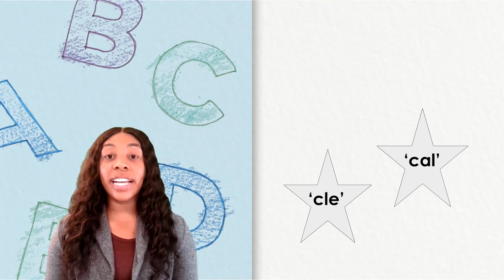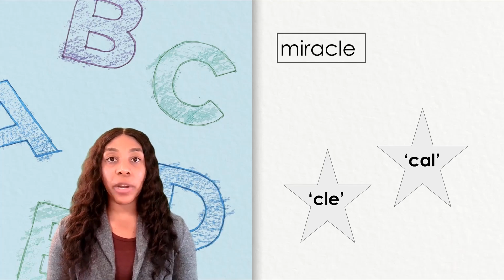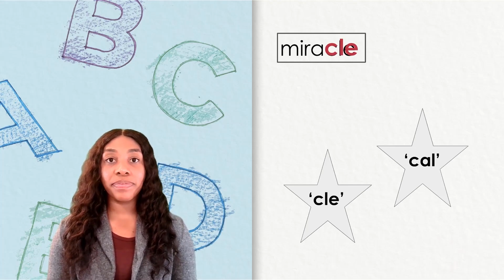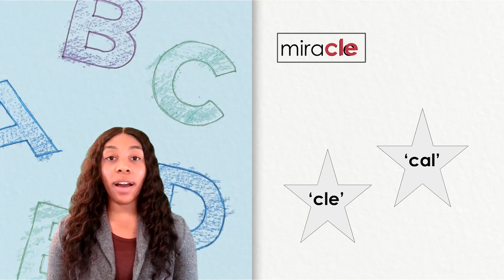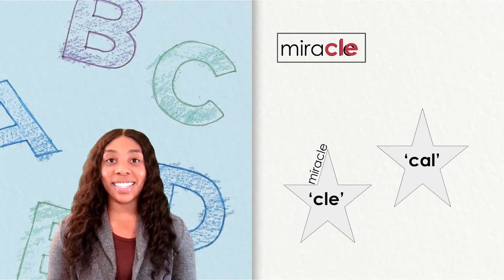Now we'll look at a few more words that have the k sound and put them on the star that shows how the sound is spelled. Here we go. Can you read this word? The word is miracle. Which star does this word belong on? Miracle belongs on the C-L-E star because the k sound is spelled C-L-E at the end.